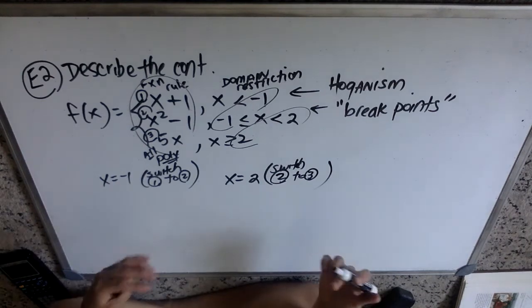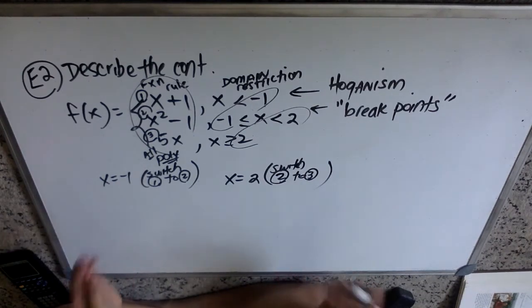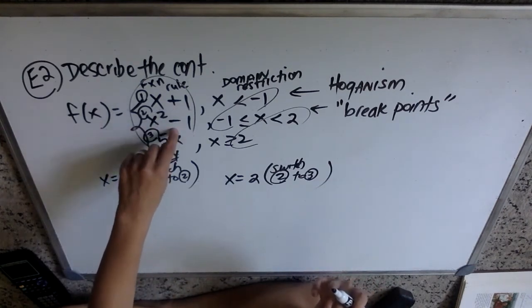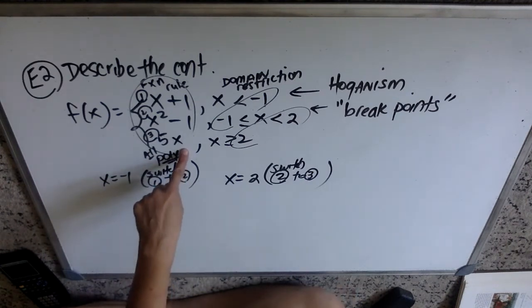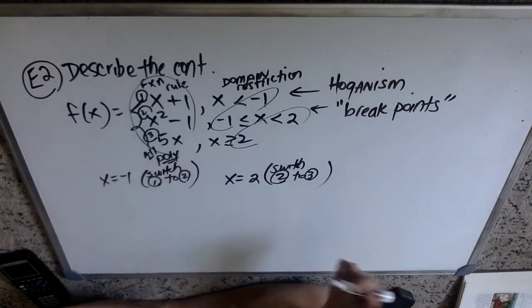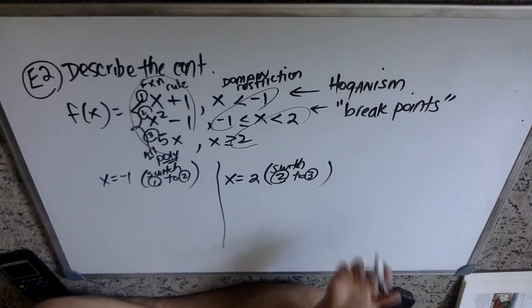So the only places that this thing could have a discontinuity are at those breakpoints because I don't know if the two graphs run into each other. I know each one of these pieces is nice and happy and continuous for its own little piece of graph. The question is, do they run into each other? So the calculus way to answer this is to look at limits.